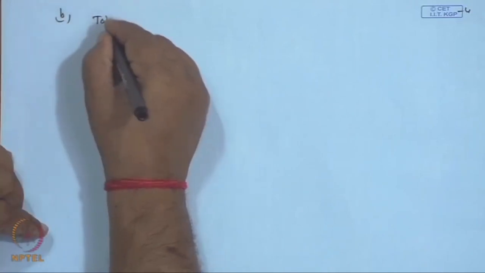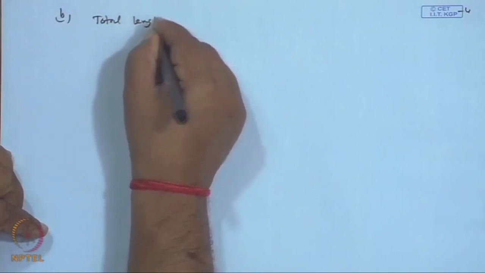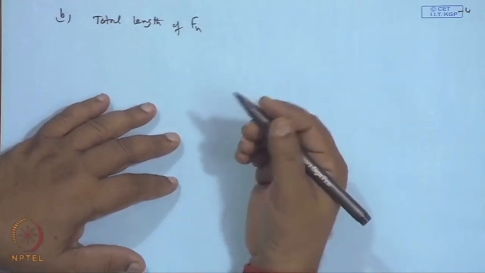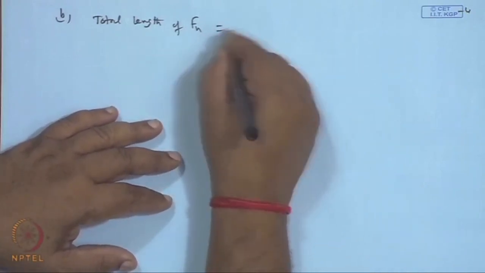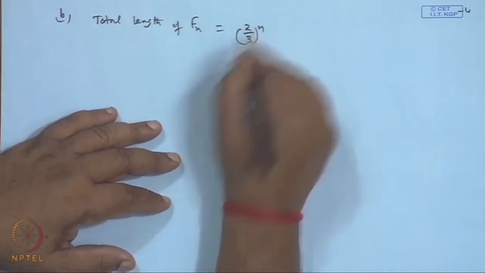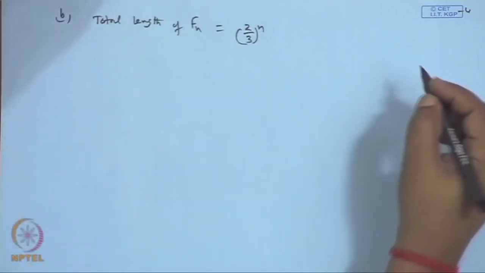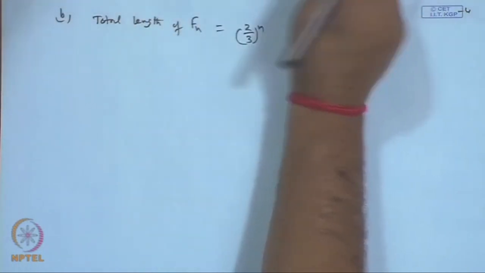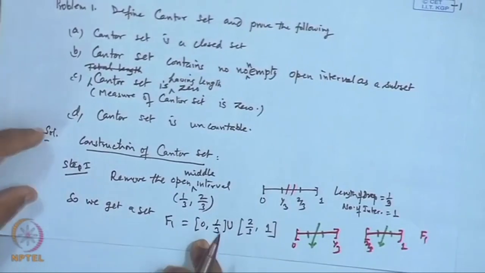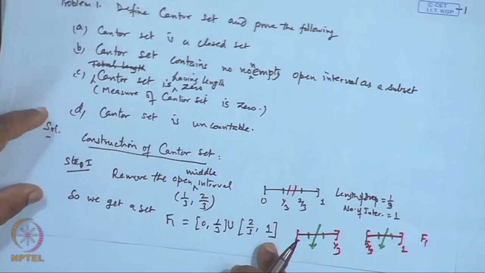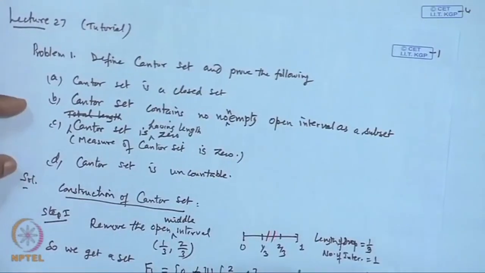The total length of Fn is basically what? It is nothing but (2/3)^n, because if we look at the first one, the interval, when you choose F1, this length is 1/3 plus 1/3. So, it is equal to 1/3 plus 1/3, that is 2 by 3.